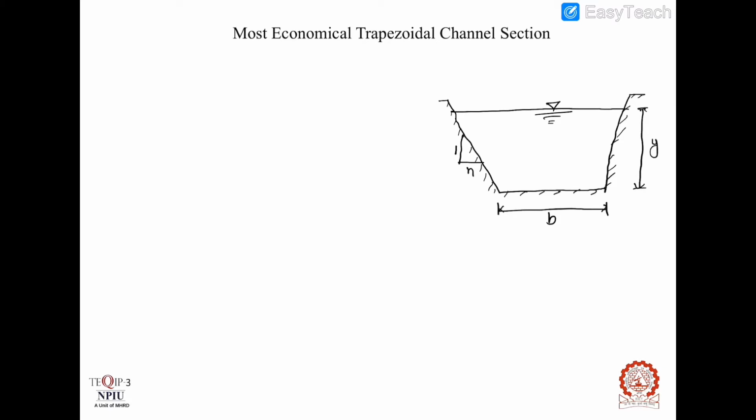Here y is vertical, then in the horizontal direction this dimension will be ny. Clear? Means if this is theta, then tan theta will be, in this case, 1/n.